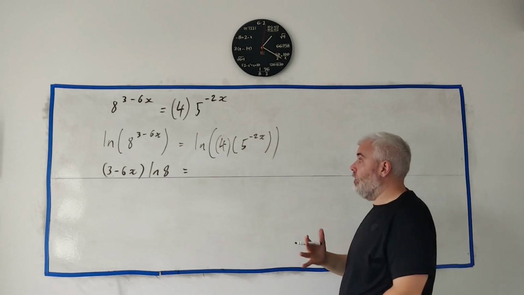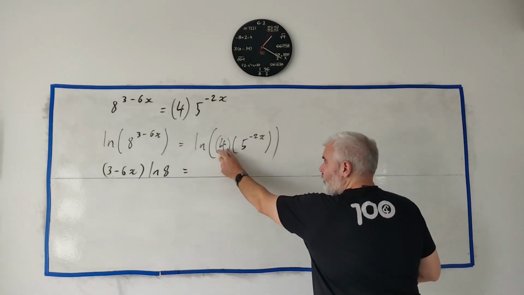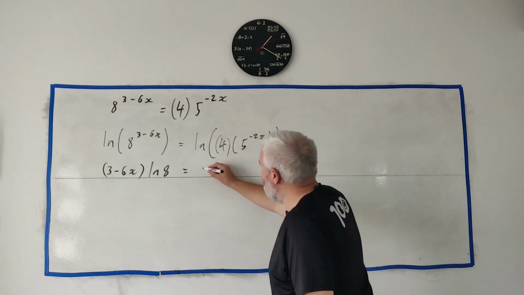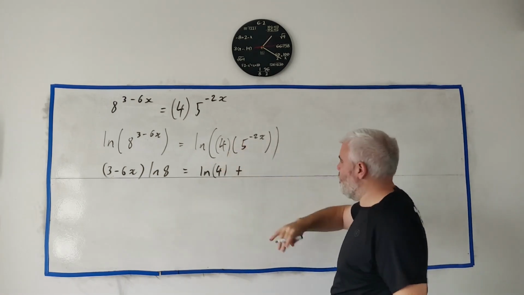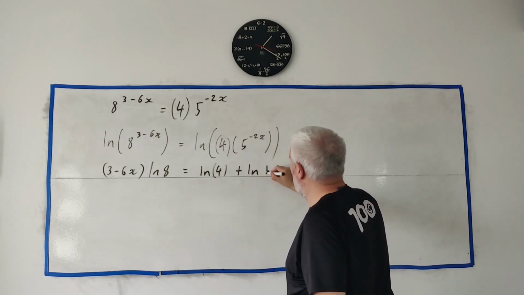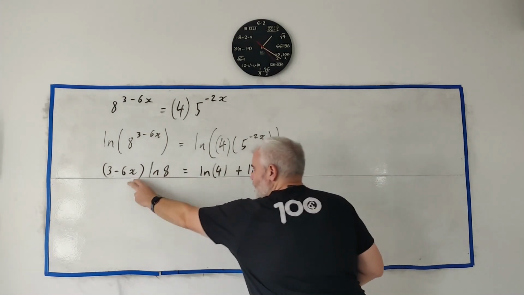Another rule of logs says anytime you have the log of two things multiplying, like here, 4 is multiplying by this term, 5 to the power of minus 2x, we can change that into natural log of 4, plus, multiply turns into plus, divide turns into take away, plus natural log of 5 to the power of minus 2x. And of course this we can do the same method as here.